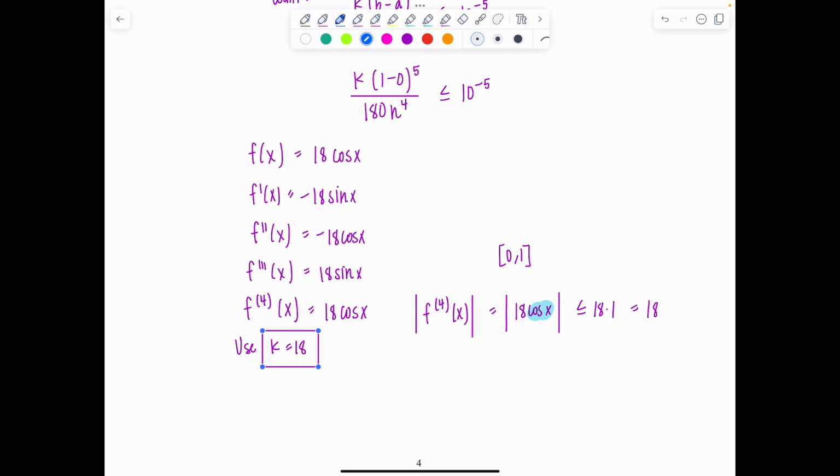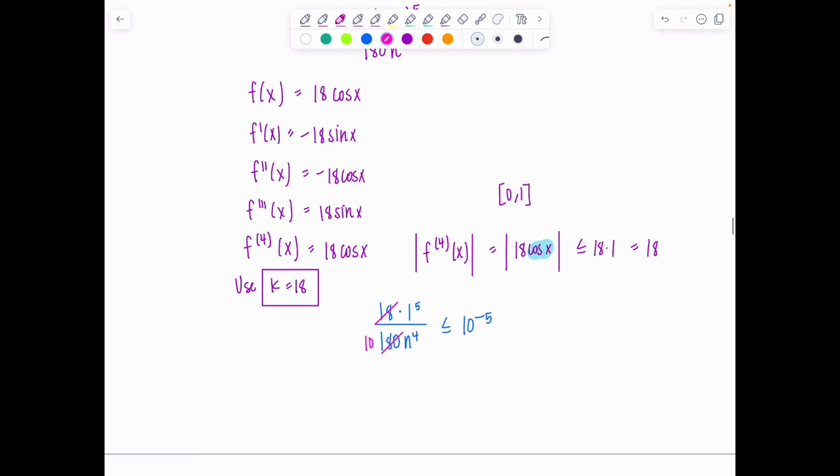And then you'll see why this is going to work out so beautifully right now, okay? Look at Professor V always looking out for her students. So we have 18 times 1 to the 5th over 180 n to the 4th is less than or equal to 10 to the negative fifth. Now, hold on, get rid of this. I need some space. If we cancel 18 and 180, I'm just going to have a 10 down here, yes? Okay, so I have 1 over 10 n to the fourth is less than or equal to 10 to the negative fifth. I'm going to multiply n to the fourth to the other side. So 1/10 is less than or equal to 10 to the negative fifth times n to the fourth.